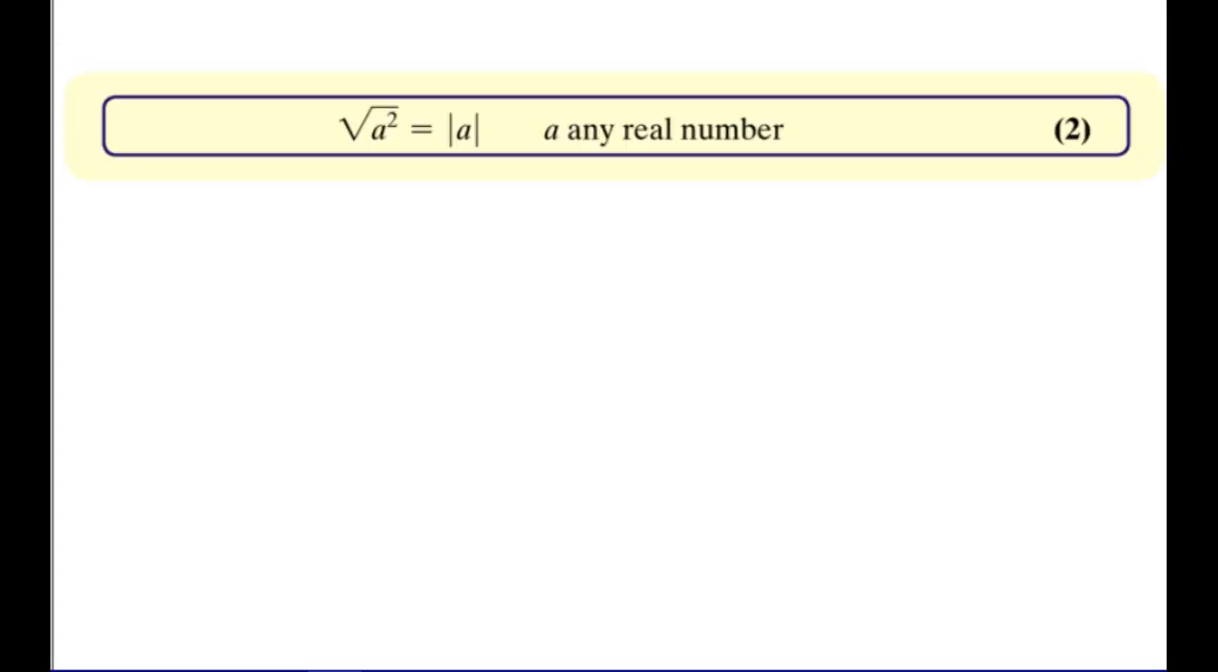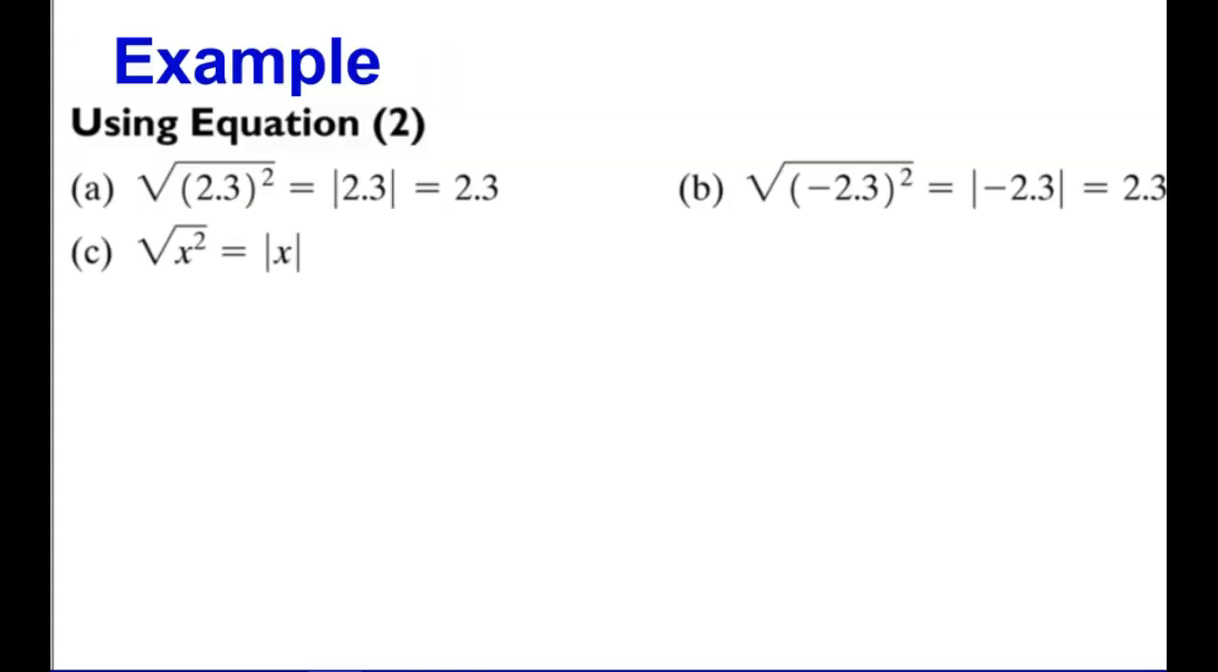Okay. So if I'm taking the square root of something squared, that's going to be the absolute value of that a. And so a can be any real number. So just remember, we're always going to end up with the positive values here. So here's that example. If I'm taking 2.3 squared and then the square root of that, it's going to be the absolute value of that 2.3, which gives me 2.3.